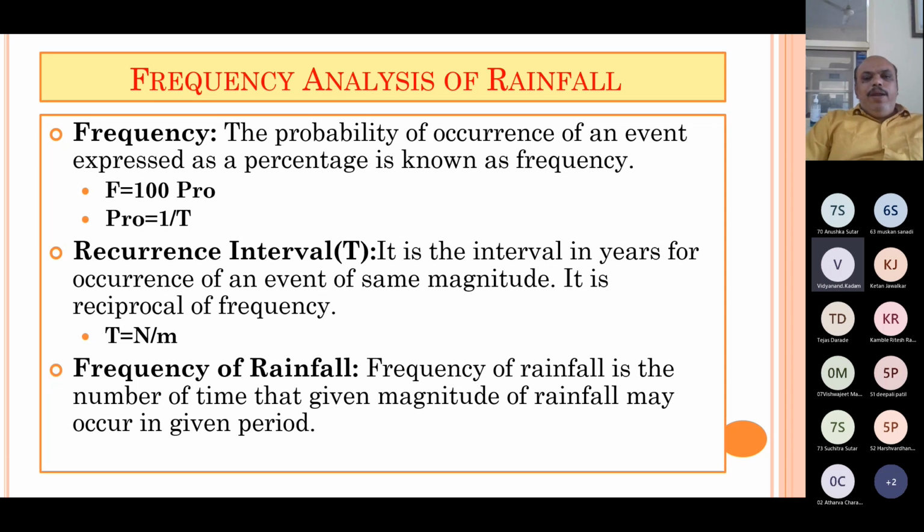The frequency of rainfall is the number of times that a given magnitude of rainfall may occur in a given period. That is known as the frequency of rainfall.